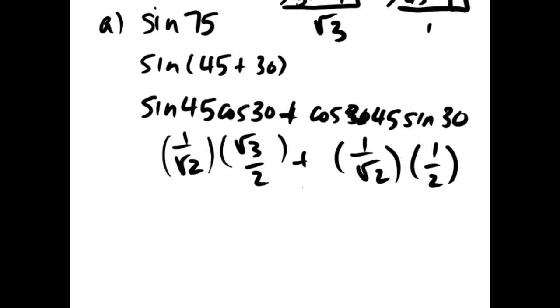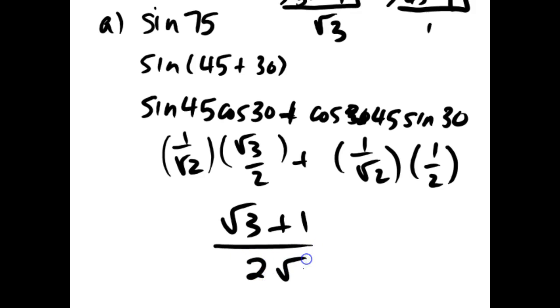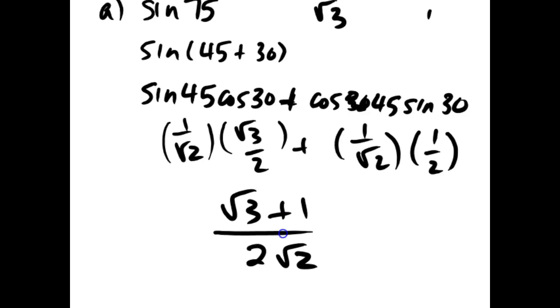This works out to be root 3 plus 1 in the numerator, and my denominators are both going to be the same, so it's 2 root 2. So that's the exact value for A. Now, let's look at B.